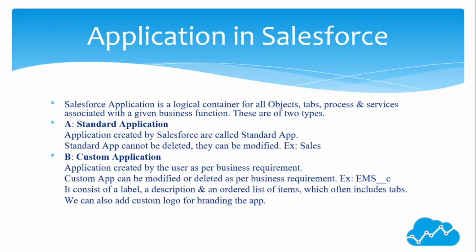It consists of a label, a description, and an ordered list of items, which often includes tabs. We can also add a custom logo for branding the app.